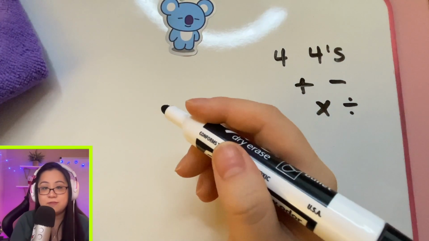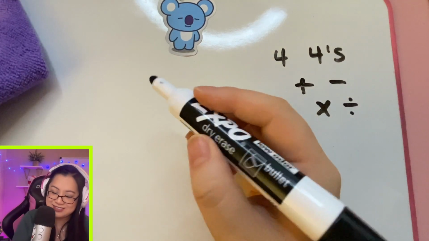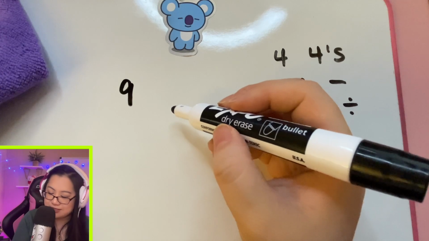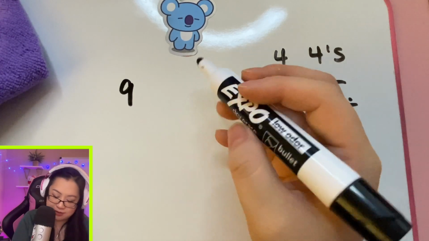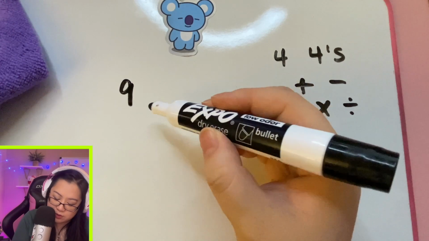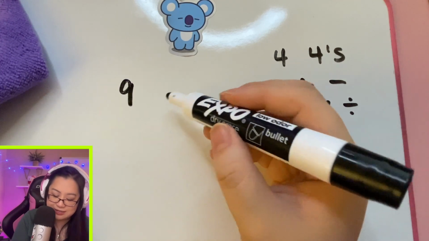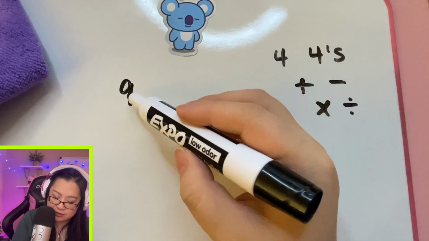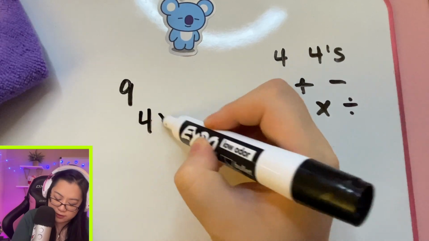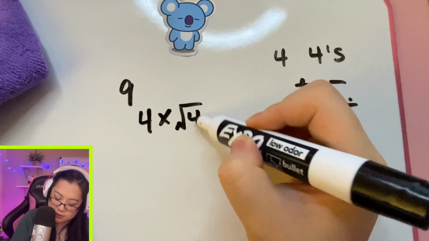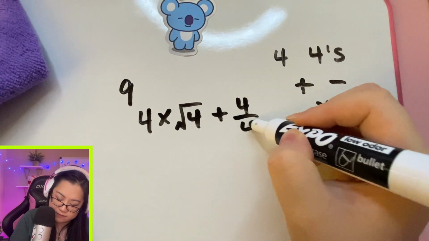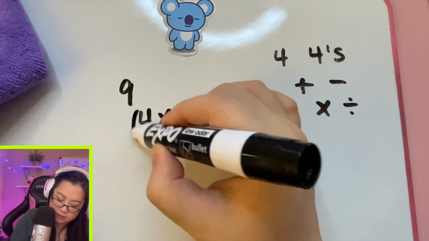I know I said I wouldn't forget. Or I could try 9. I could try, whatever I said earlier. I can't even remember already. Whoops. But we can do... What did I say? I don't remember. I can do 8 plus 1, so 4 times square root of 4 is 8 plus 4 over 4. Like so.